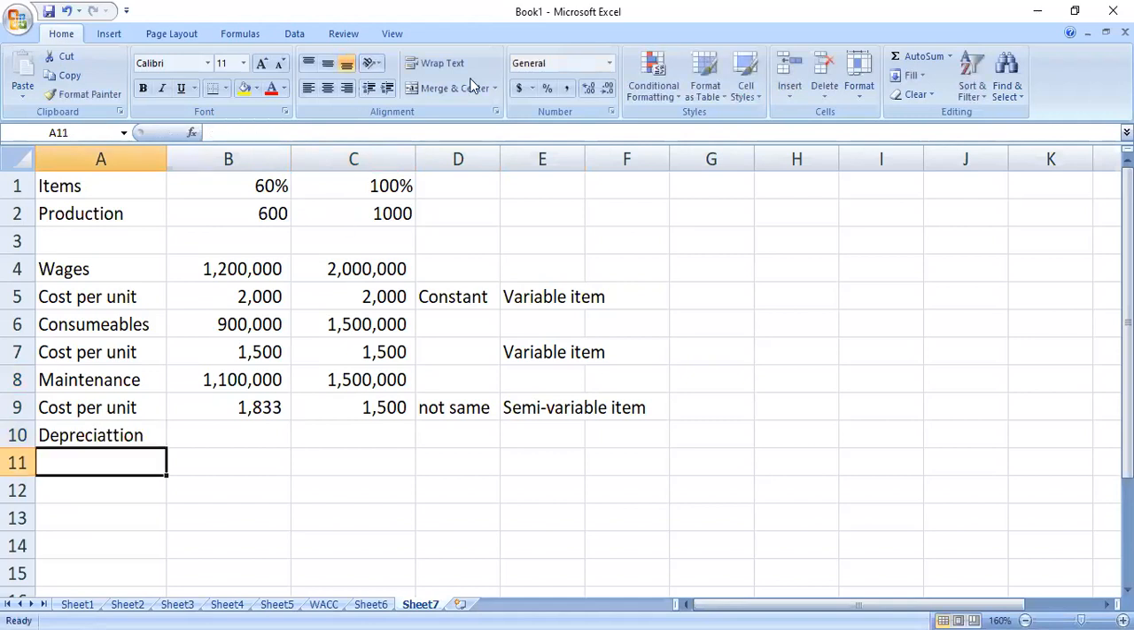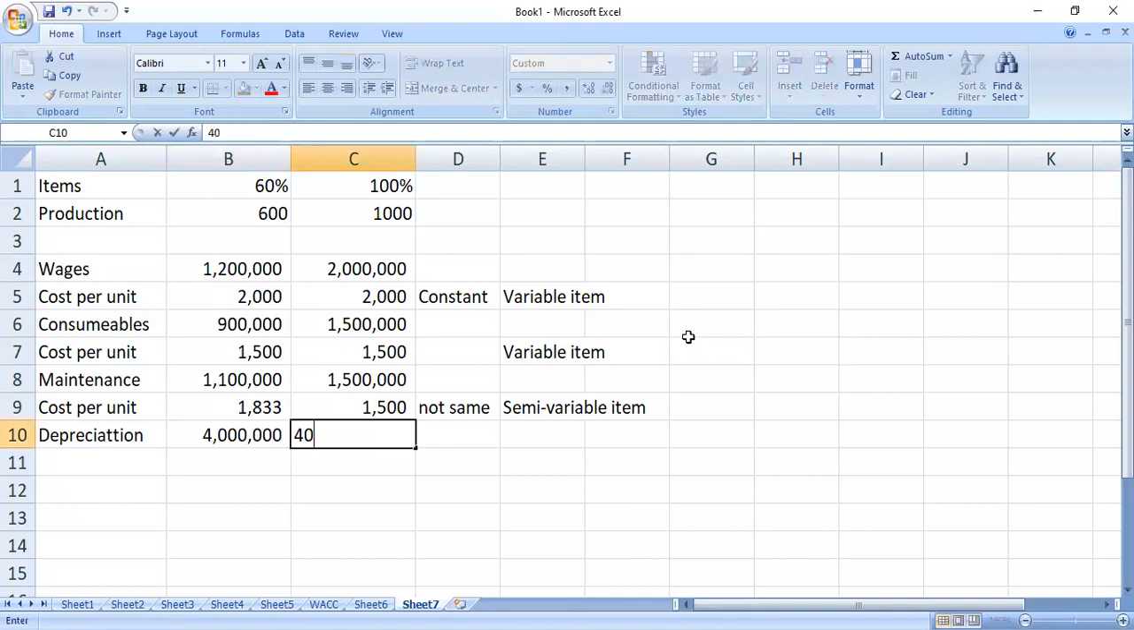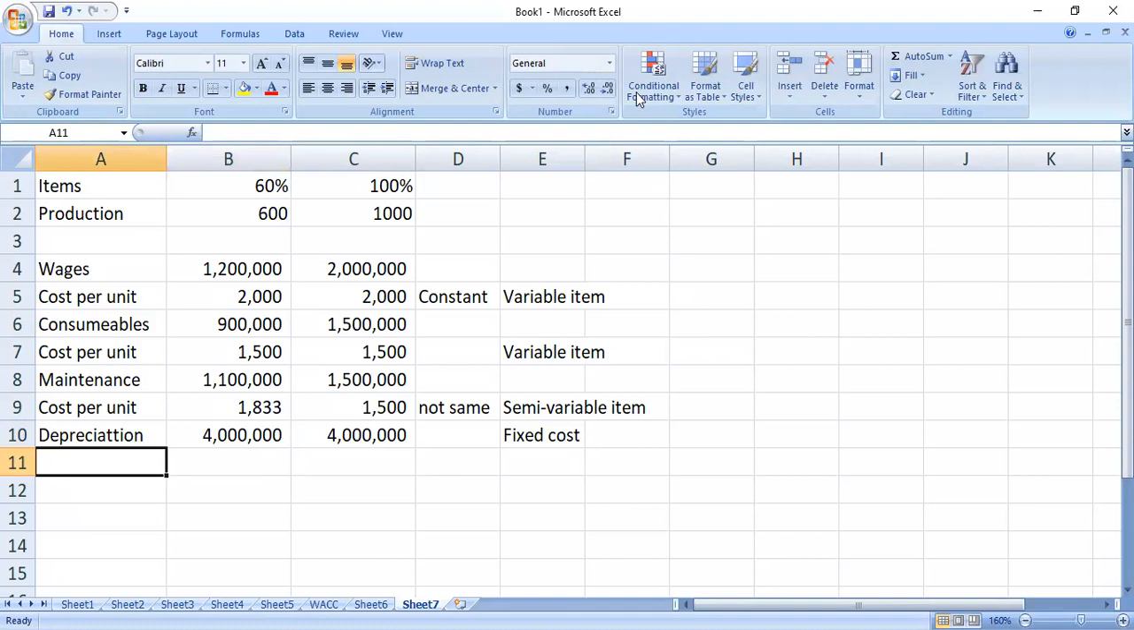So for depreciation, they say that it is 4,000 at this level. It is still 4,000 at this level. For this one, you don't have to compute. Just see the costs are the same at different levels, meaning that this must be what? Okay, this must be a fixed cost. So this cost doesn't change with change in level of activity. Okay, then we go to the next item.